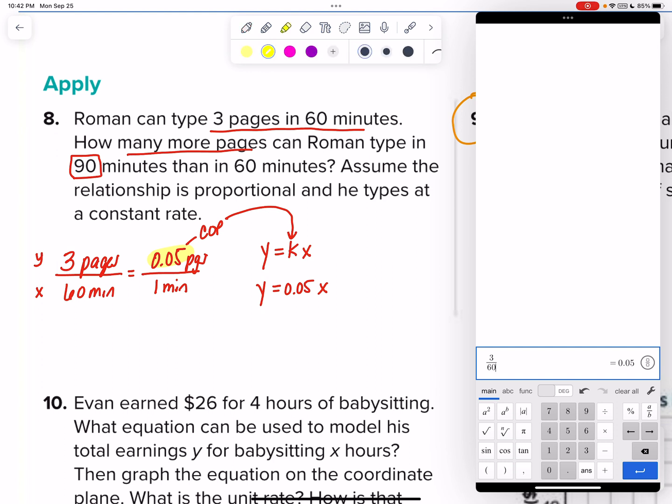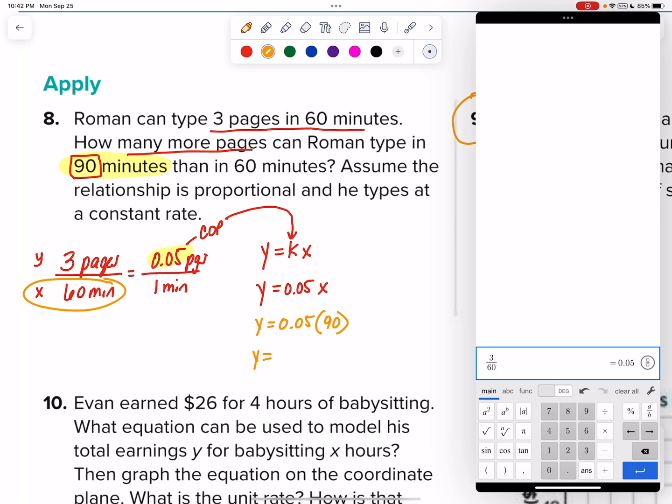Okay, so let's go ahead and plug in what we want. Okay, so I'm looking up here. I want to know how many more 90 minutes instead. So let's go ahead and plug that into the equation. Okay, minutes is x. Okay, it says right here, minutes is x. So we have y equals 0.05, and let's plug in the 90 minutes instead. Okay, and let's have it tell us what y is.